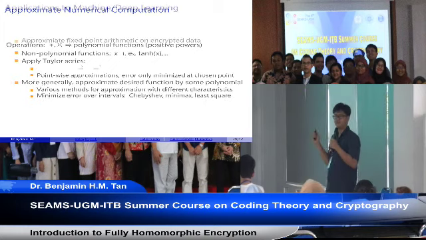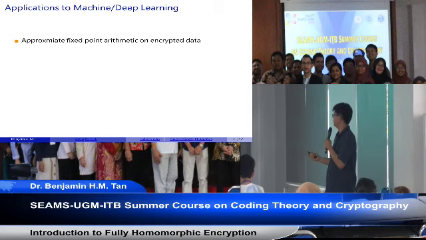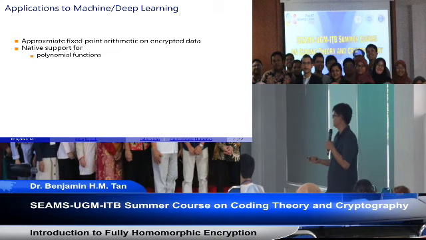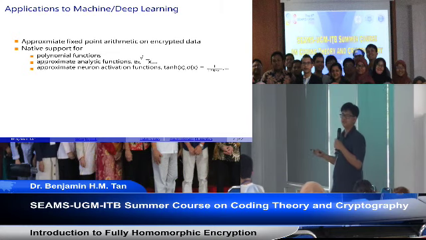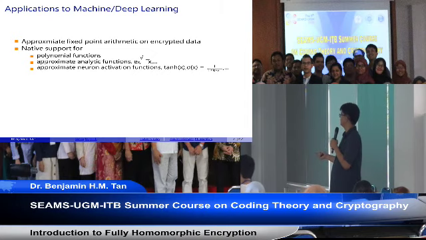This scheme is very popular now because of its applications to machine or deep learning, if you're aware of that. So this CKKS scheme can let you do approximate fixed-point arithmetic on encrypted data with native support for polynomial functions. And with the Taylor series or polynomial approximation techniques, we can do approximate analytic functions, approximate neuron activation functions, such as the sigmoid and hyperbolic tangent.